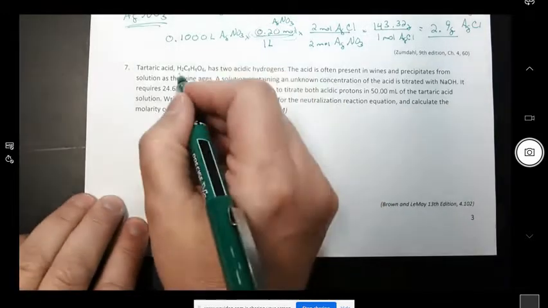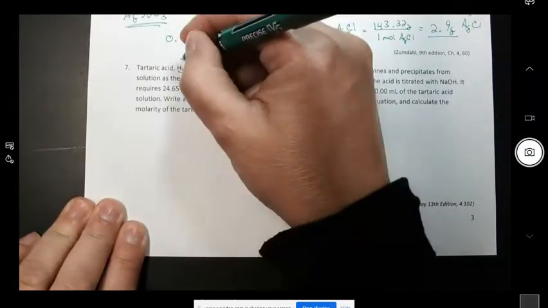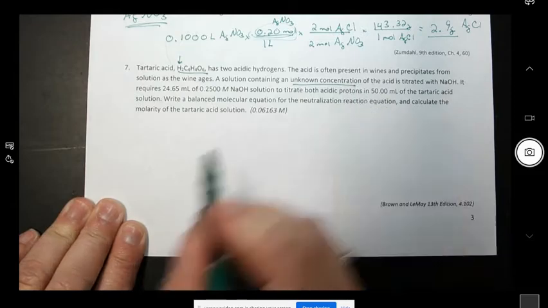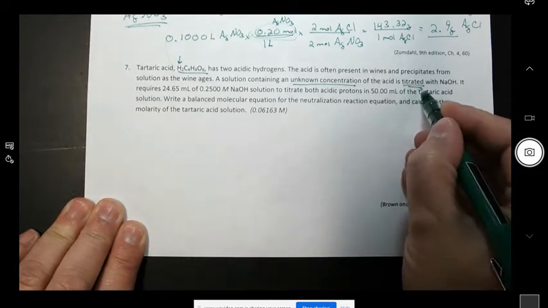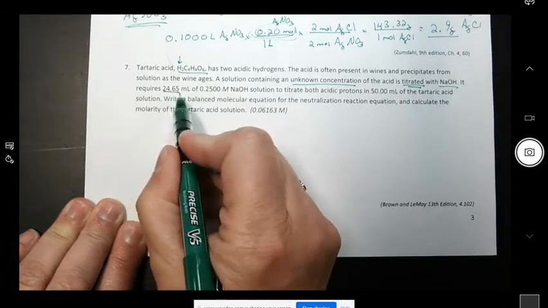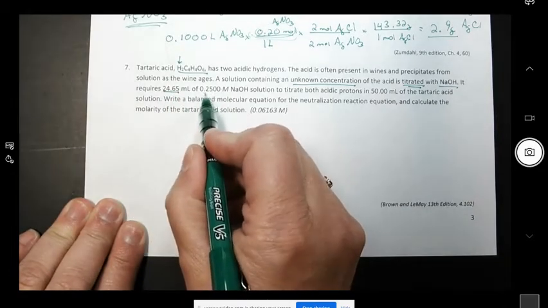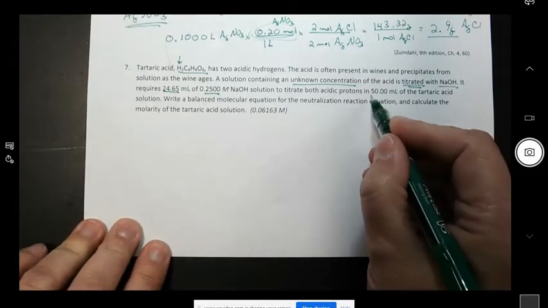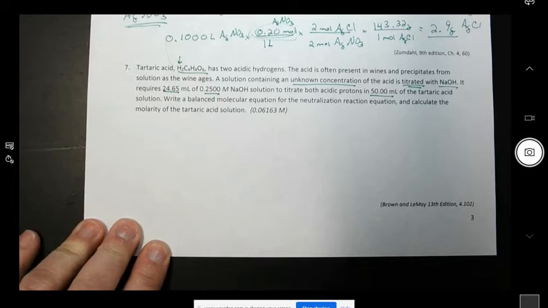We've got some tartaric acid, 2 acidic hydrogens, so it's diprotic. The acid is often present in wines and precipitates from solution as the wine ages. A solution containing an unknown concentration of the acid is titrated, there's that word again, with some sodium hydroxide. We know that we need 24.65 milliliters of a 0.25 molar sodium hydroxide solution to titrate both acidic protons in 50 milliliters of tartaric acid.